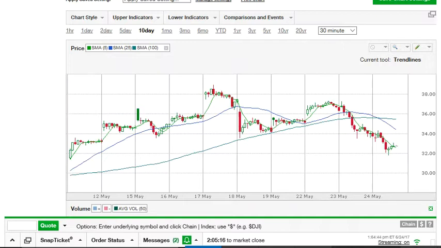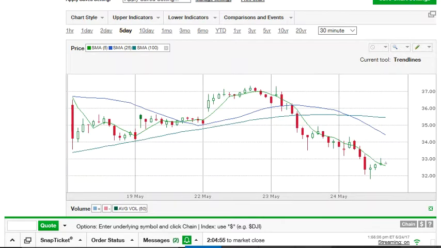Okay, so back to the 10-day chart. As I look at this, it looks like the price is below the 100-day. So that means I want to go short, okay? And then I would want to wait. I'm even going to go to a shorter time frame. I'm going to go to a 5-day. All right, now I'm getting a better picture here.